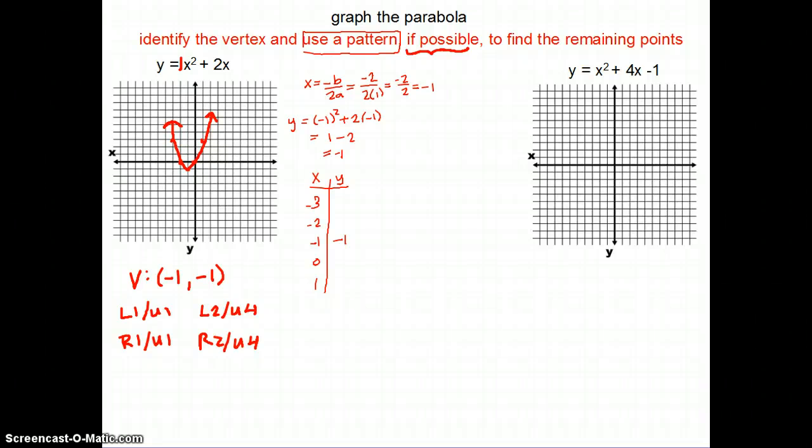Go ahead and pause the video and try this next one on your own. Find your vertex, and then use the pattern to find the rest of the points on your graph. Your vertex should be at the point -2, -5. From there, left 1, up 1, left 2, up 4, right 1, up 1, right 2, up 4, giving you this graph of a parabola.